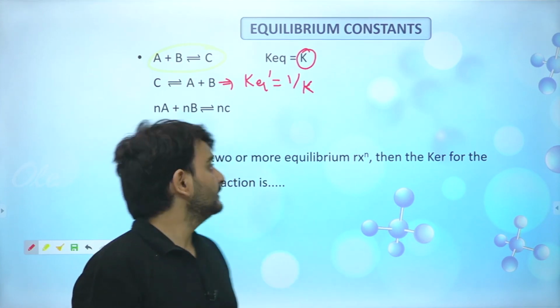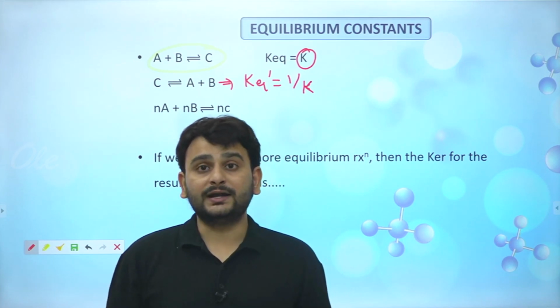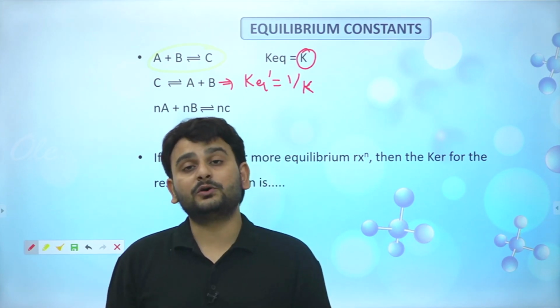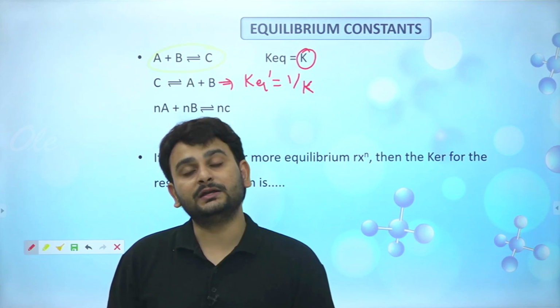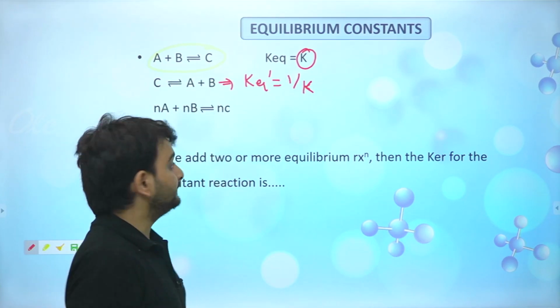Very, very important, guys. If you have a reaction and you reverse it, you write it in reverse, the new equilibrium constant will be 1 divided by the original equilibrium constant. So for this it was K, so for this it will become 1 by K.